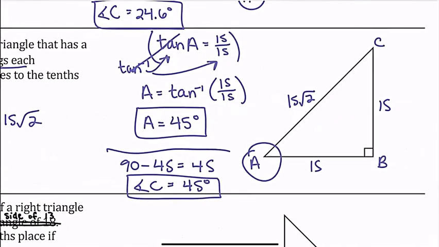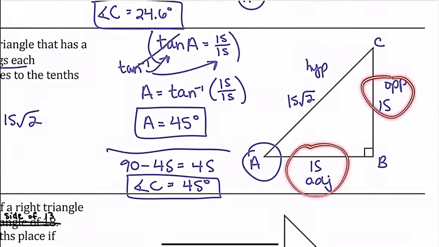So here's my labeled triangle. And then I picked to find A. I apologize, I forgot to label them here. This is adjacent to A, opposite of A, and this is the hypotenuse in general. So I went with tangent just because it had easier numbers, so I didn't want to worry about that thing. So here I did the tan of A equals opposite over adjacent, 15 over 15. Then I found the inverse tan.